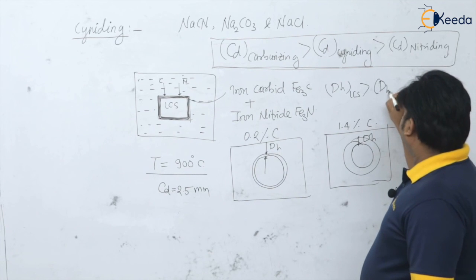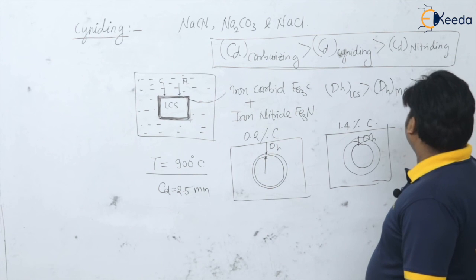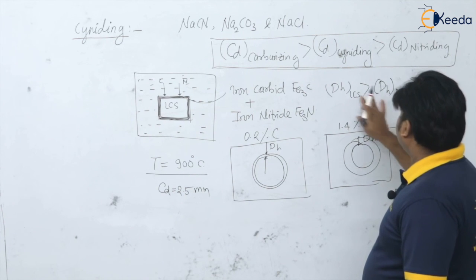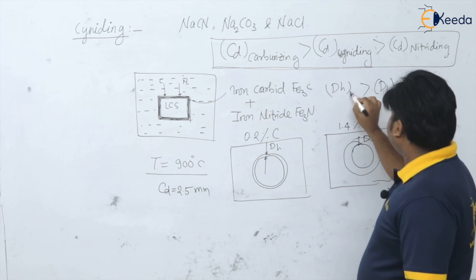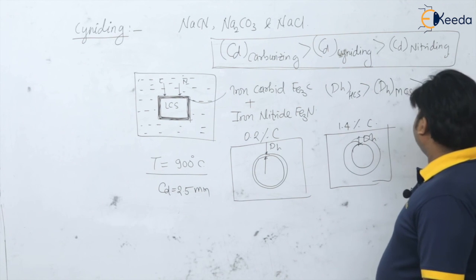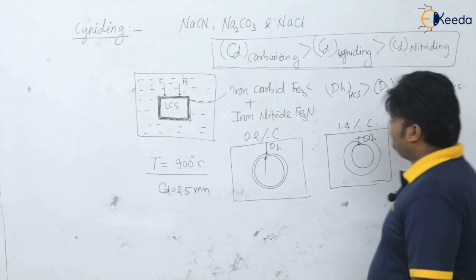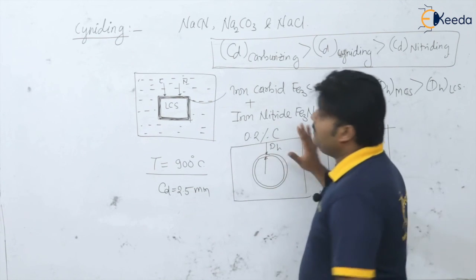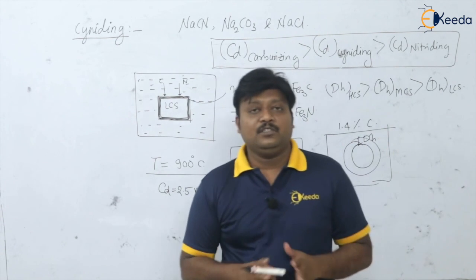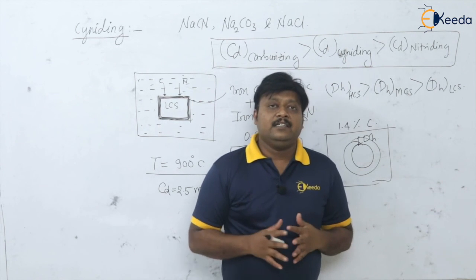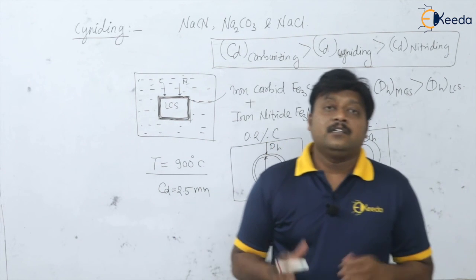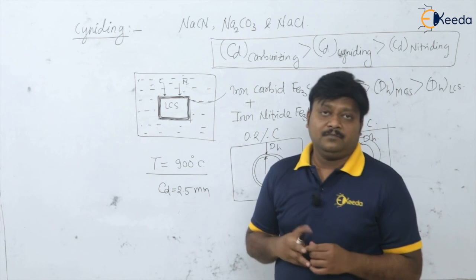And then the depth of hardening is more for medium carbon steel, and again it is more in high carbon steel, then medium carbon steel, and then very little in low carbon steel. So please keep it in mind. So these are the three processes which fall under the heading of case hardening process. Thank you.